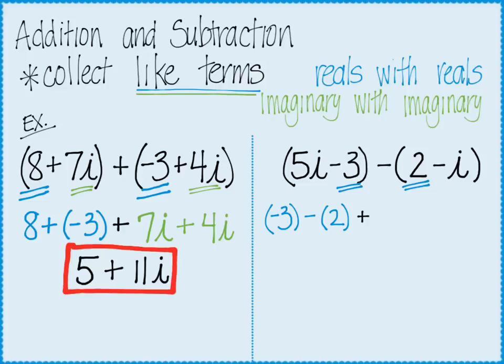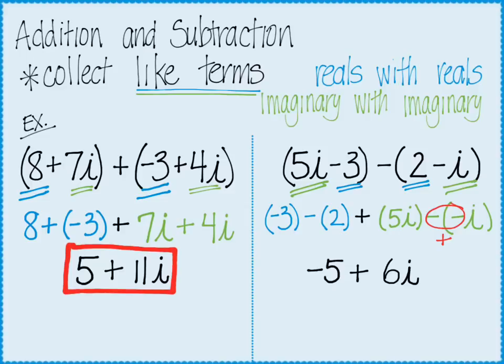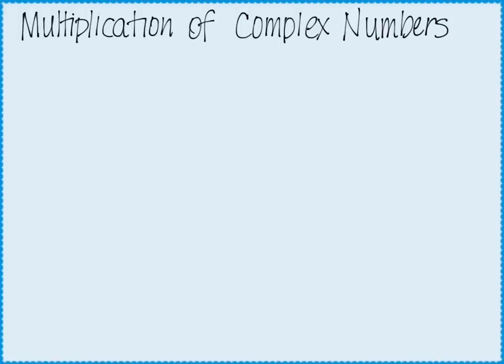And I have a plus sign here because we're not subtracting the number, we're subtracting the parts of the number. I'm subtracting reals, so negative 3 minus 2. And now I'm going to subtract the imaginaries, 5i minus negative i. Subtracting a negative means to add. So I'm going to have negative 3 minus 2, which is negative 5, and I'm going to have 6i. That is the final answer. Negative 5 plus 6i is the one and only complex number for the solution to that problem.